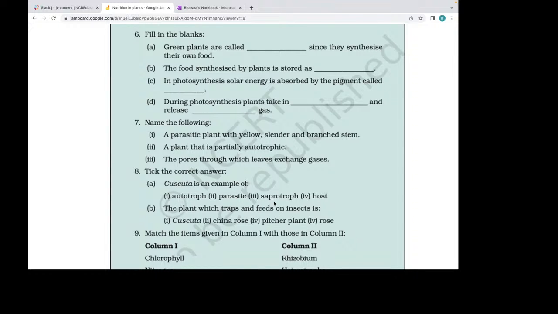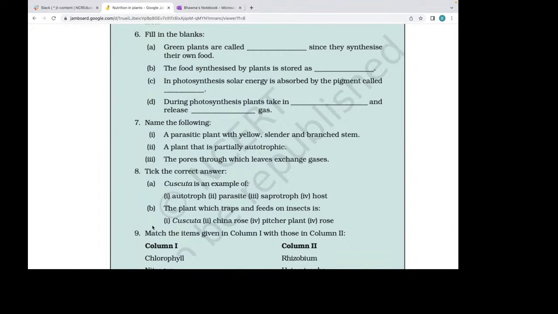Parasite, saprotroph, host. So what is Cuscuta an example of? It is an example of parasite. It depends on its host plant for its nutrition, so it is called a parasite. उसी के ऊपर रहता है, उसी के ऊपर खाता है. Okay, उसी से खाता है.